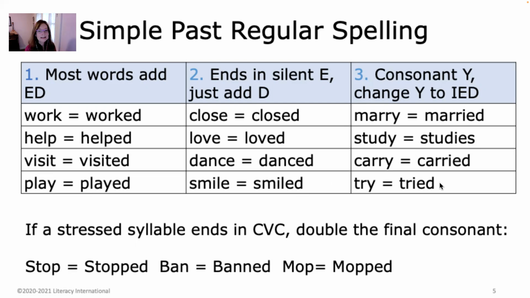If a stressed syllable, so this other one, I don't usually teach this at the A1 level, but just so you know, there are a few words. If a stressed syllable ends with a consonant and then a vowel and another consonant, you double that final consonant. So like stop becomes stopped with 2 P's, ban becomes banned with 2 N's, mop becomes mopped with 2 P's. There's also a differentiation between British English and American English spelling on words like travel that end with an L.